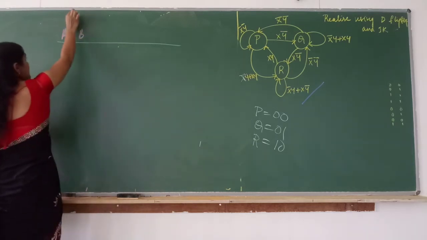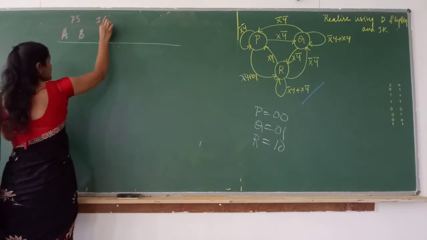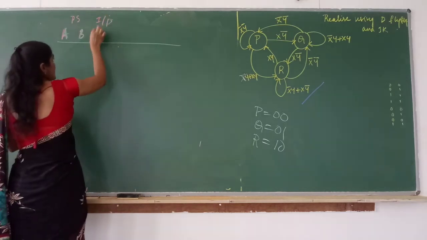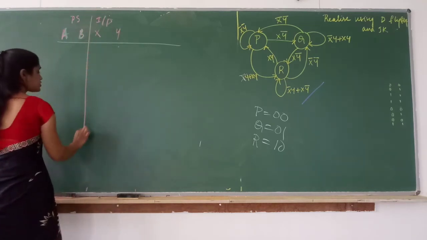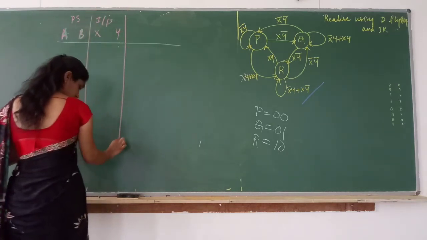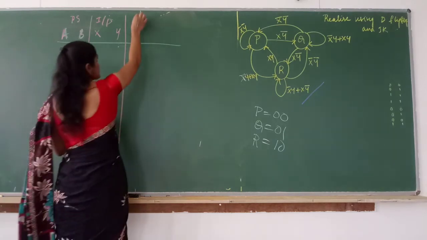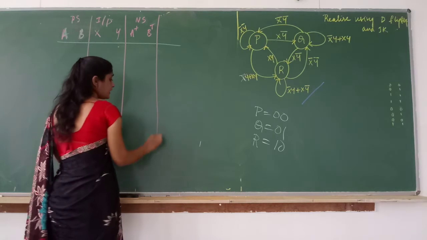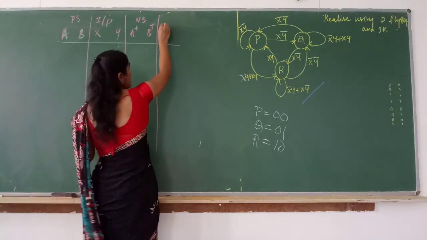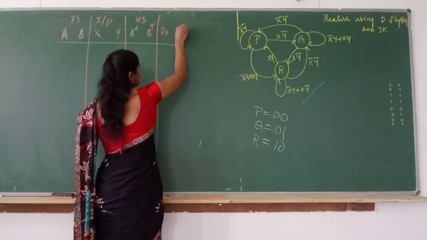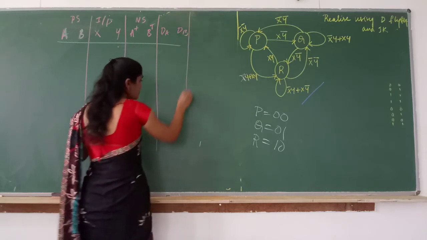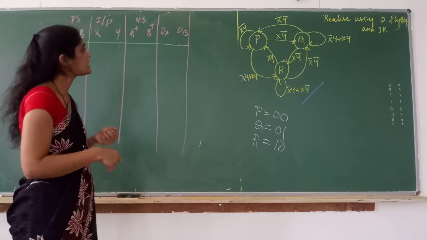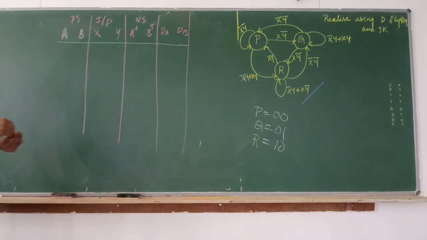After present state we have to write the input variables. Input variables, how many we have? 2 input variables, x, y. Present state AB, 2 input variables x, y. And then next state. Next state will be A plus, B plus. And then flip-flop inputs. Flip-flop inputs are what? DA, DB. And output variable. Do we have any output variable here? We don't have any output variable here. So let us not include that in the excitation table.